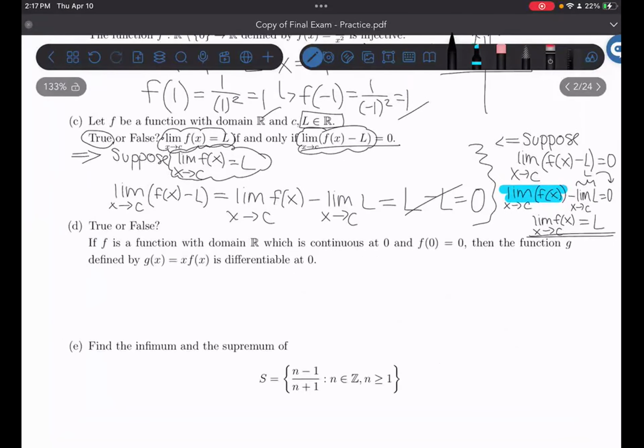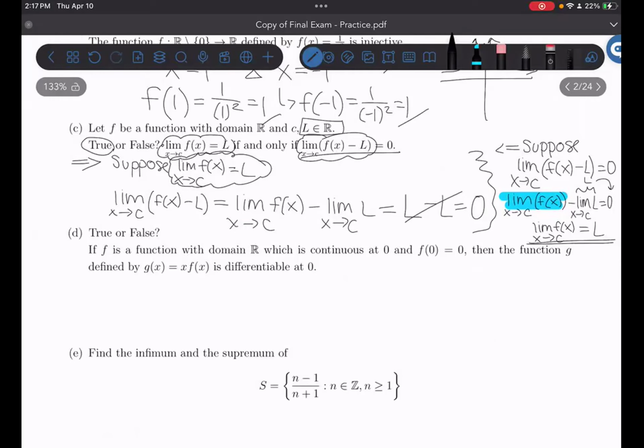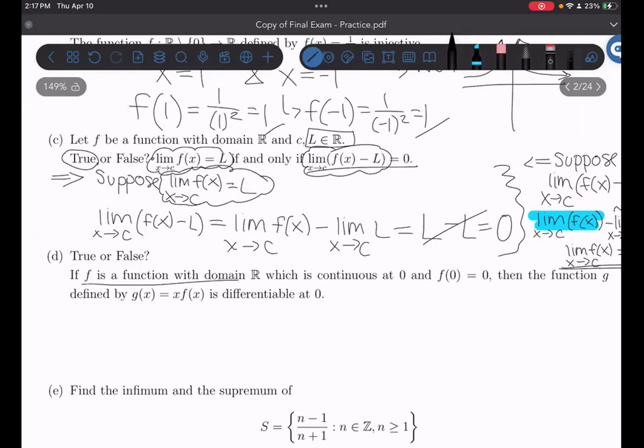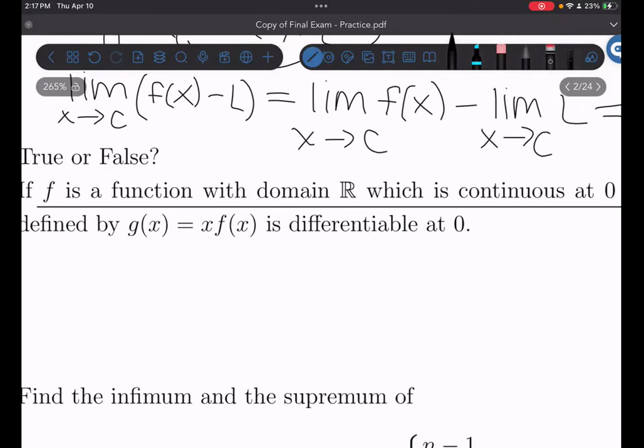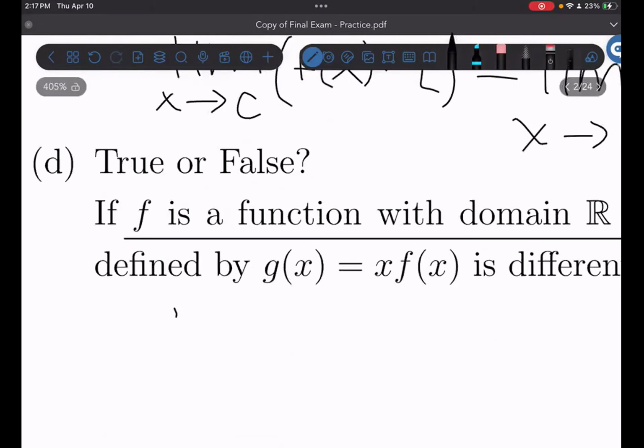Okay, let's move on to D. If f is a function with domain R and is continuous at 0 and f of 0 equals 0, then the function g is differentiable at 0. Okay, this is a little bit of a proof again, but I'm going to suppose this entire line right here. And we're just trying to figure out whether or not g of x would be differentiable at 0. So let's consider the definition of a derivative.